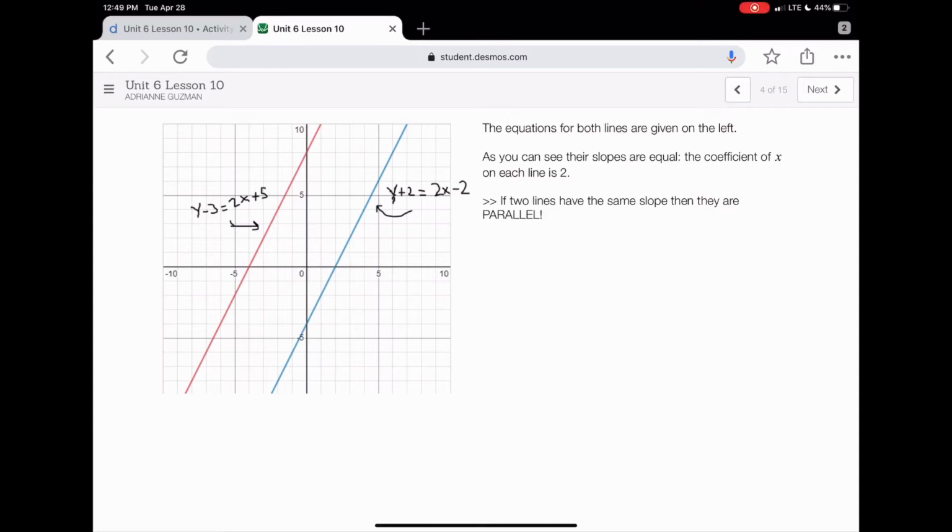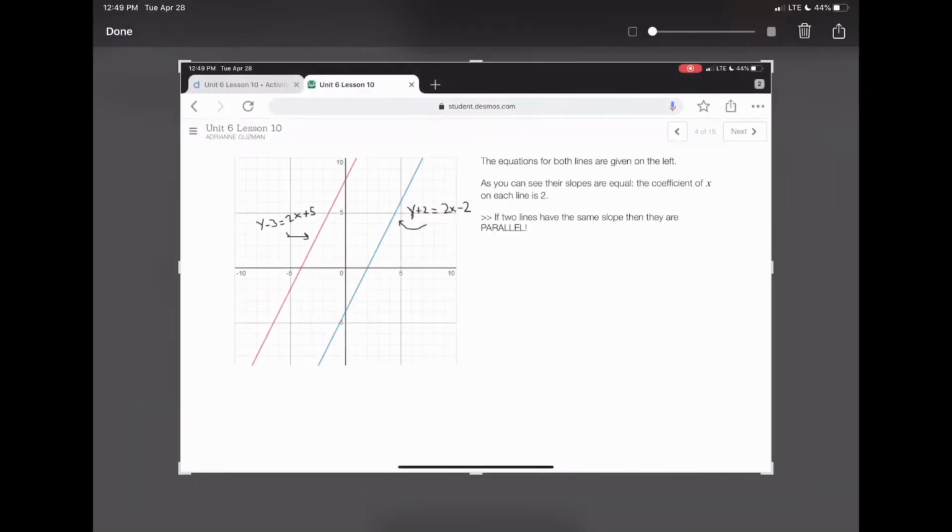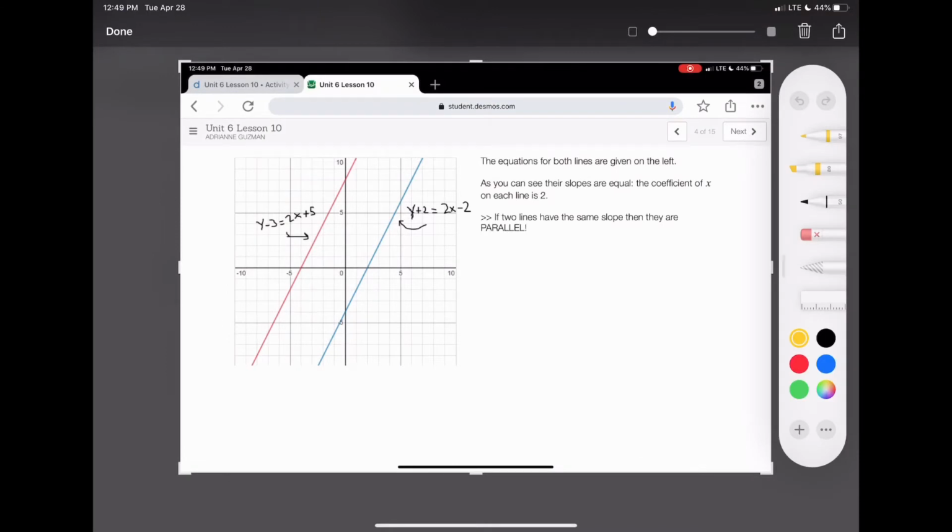Alrighty here. So the equations for both lines are actually given on the left. As you can see, their slopes are equal. The coefficient of x on each line is 2. Remember our point slope form from the last lesson. Both of these lines are in point slope form. And recall that our slope is always next to your x here. The number that's always written right next to x should always be your slope.